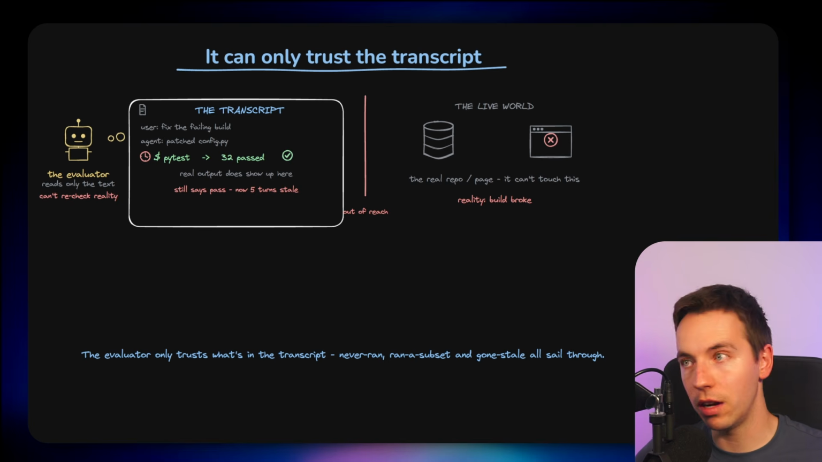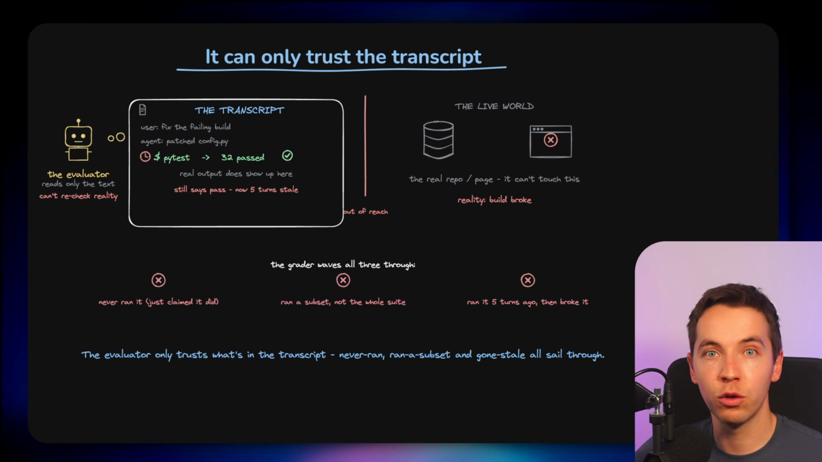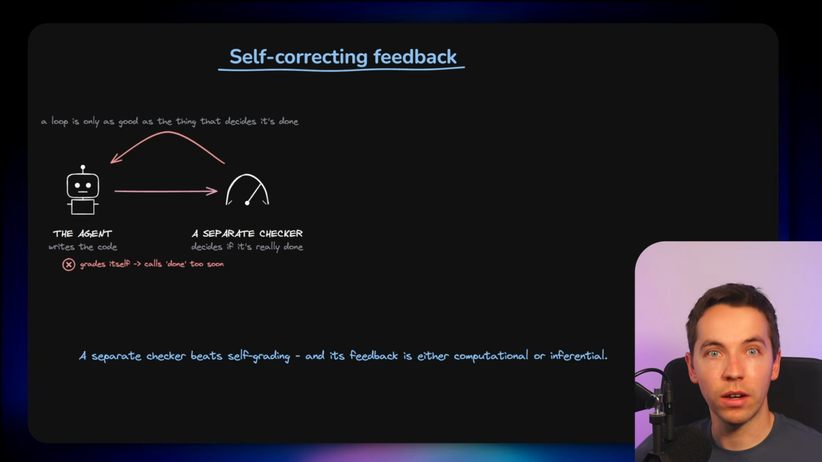Or if it just ran 5 turns ago and then broke the build? So regardless of those limitations, it's very, very useful to have a separate agent grading the work in some shape or form, because the main agent is likely to just declare success early if you just leave it up to that agent.